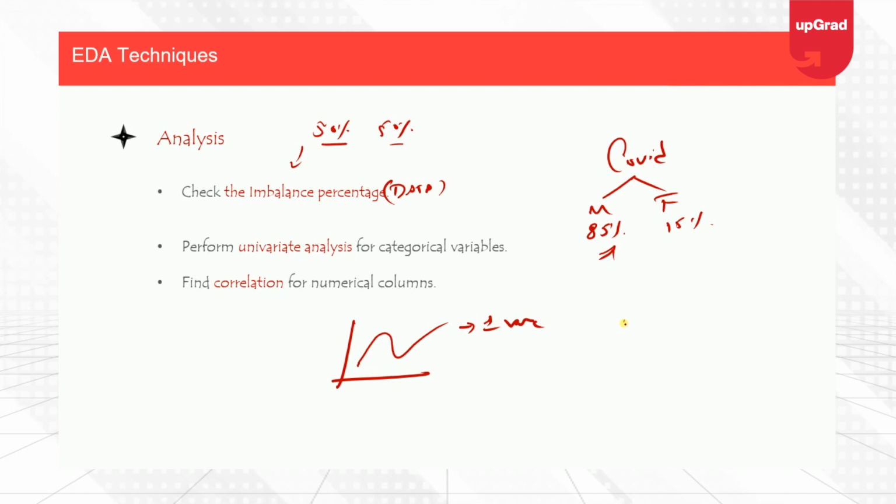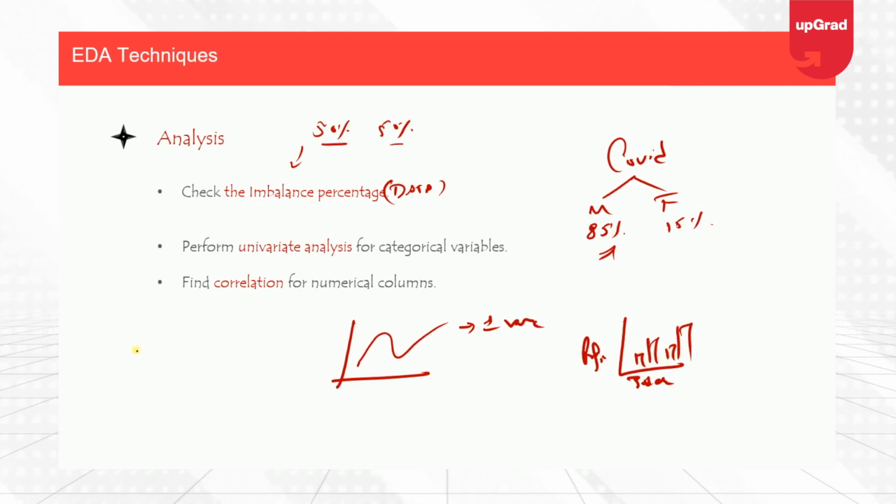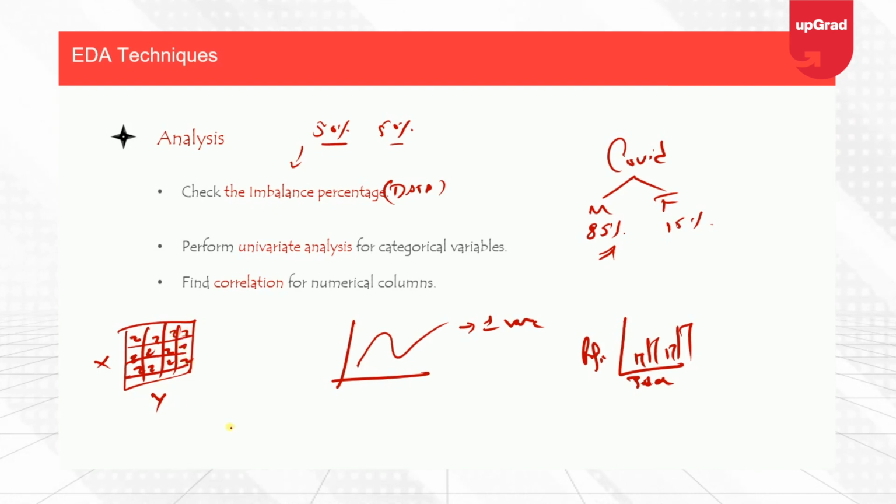So if you are taking two variables, let's say profit and budget, that's basically bivariate analysis. And if you are taking multiple variables, like some variable here, some here, and some here, all right, so x, y, and z, this is a multivariate analysis. So here, once you have done the imbalance percentage analysis, you're supposed to perform univariate analysis on categorical variables.